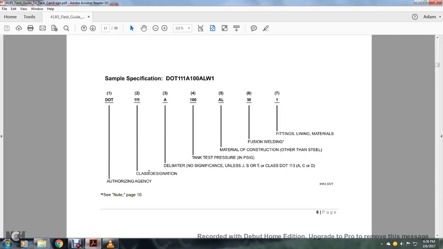One, DOT is the authorizing agency. Two, the second sample specification, 111, is the class designation. The delimiter is the third number, which is of no significance unless J, S, or T, or class DOT 113 A, C, and D. The fourth is the tank test pressure in pounds per square inch gauge, 100. The fifth is the material of construction other than steel. The sixth is fusion welding, and the seventh is fittings and lining materials.